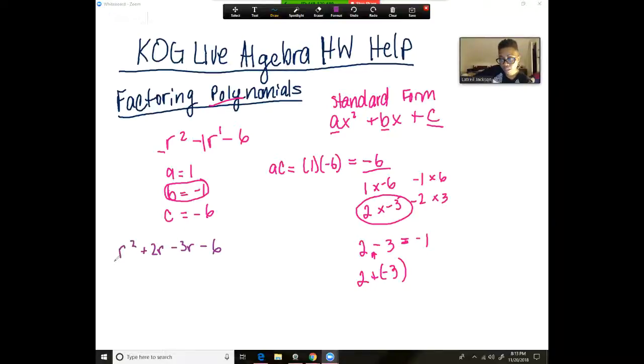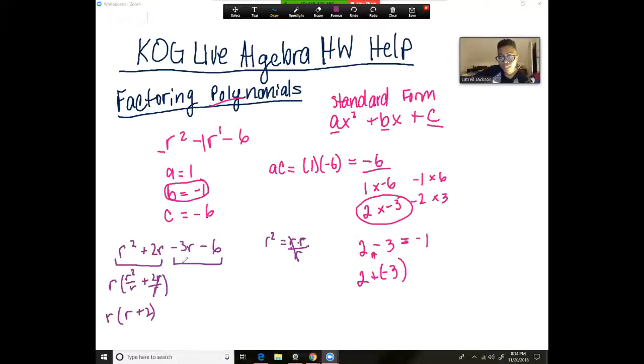We didn't change anything. So we're going to group the first two together, and we're going to factor out what the groups have in common. If we look at r squared and 2r, they both have r in common. So I'm going to write r on the outside and then divide the terms inside by r. R squared divided by r: r squared is r times r, so when we divide by r, we're canceling out one of the r's in the numerator and denominator, and we're just left with one r. Then 2r divided by r, both of the r's cancel out, and we're just left with 2. So that's a +2.